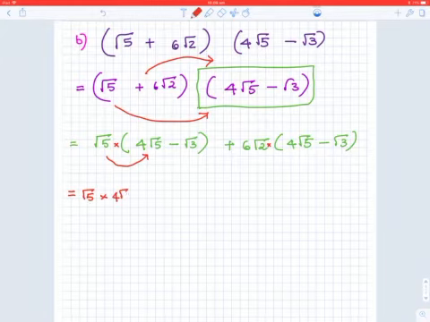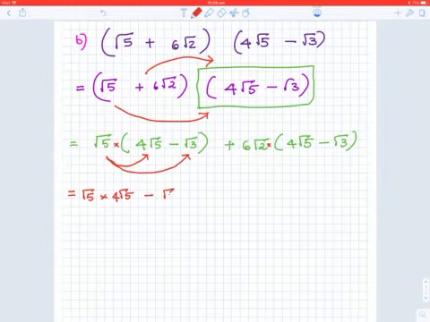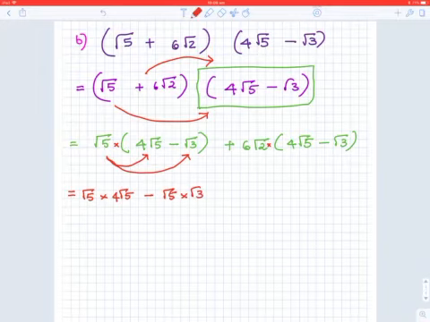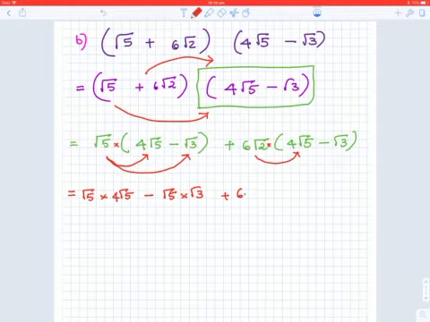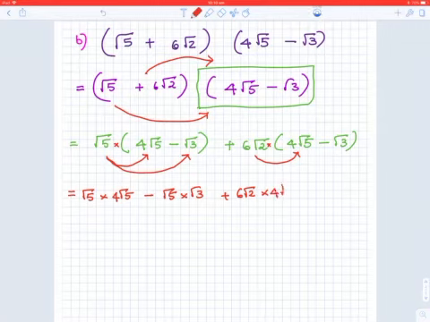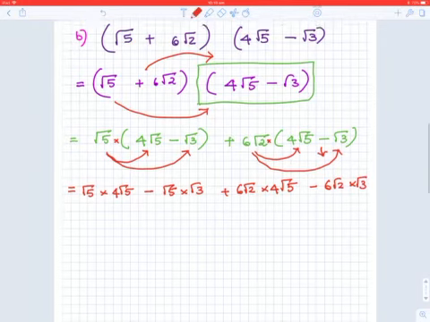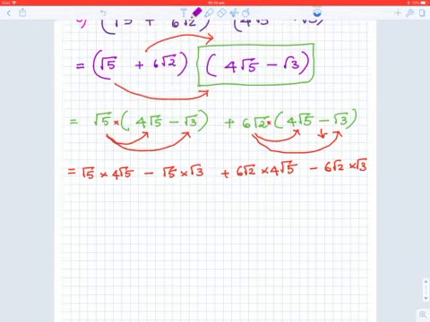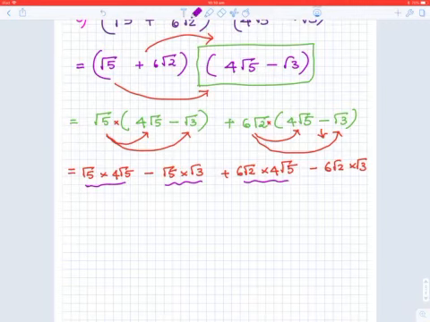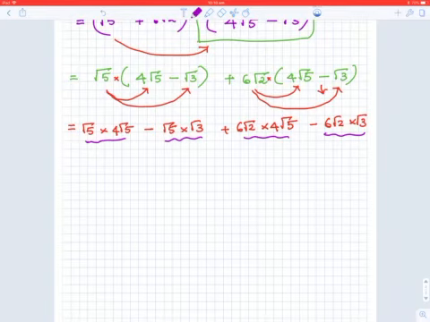This to this first, which gives me root 5 times 4 root 5. Then the minus root 5 times root 3. Then plus 6 root 2 times 4 root 5. Then minus, so that would be 6 root 2 times root 3. Now we have 4 terms. We have to simplify each of them.